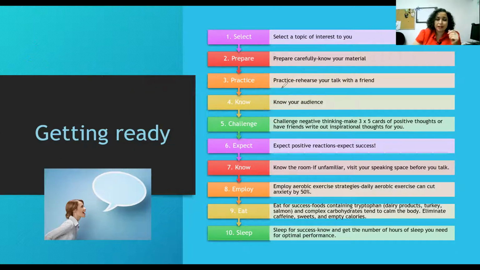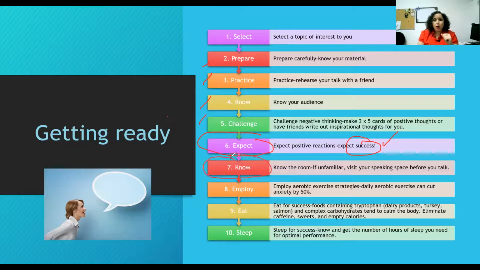Okay, hopefully you're going to take time. Number six, expect positive reactions. If you're expecting positive reactions, you are with a set of mind, you already prepared, you practiced, you challenged yourself, and now you are expecting some success because you did all of those other five points. You should have that set of mind. You should be expecting a success, éxito, of your speaking.